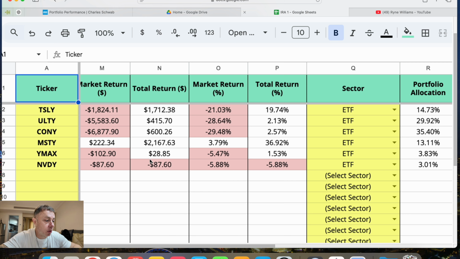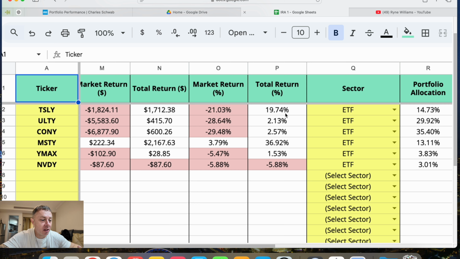YMAX, $28. So 1.5%, so nothing special there. We made $28 profit so far, not a big deal. And NVIDIA is down. We haven't got paid from NVIDIA yet. I bought it and it went down. Haven't received any money. So there we go. We're minus 5% on that.